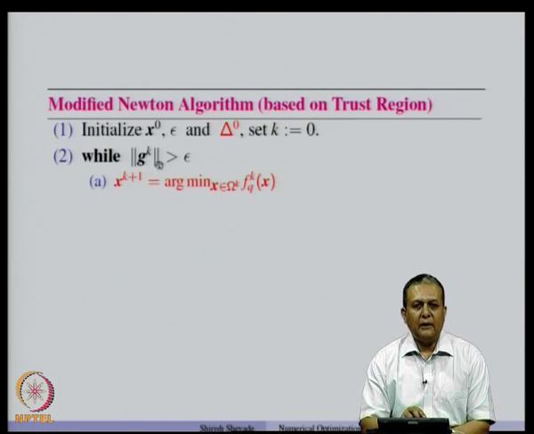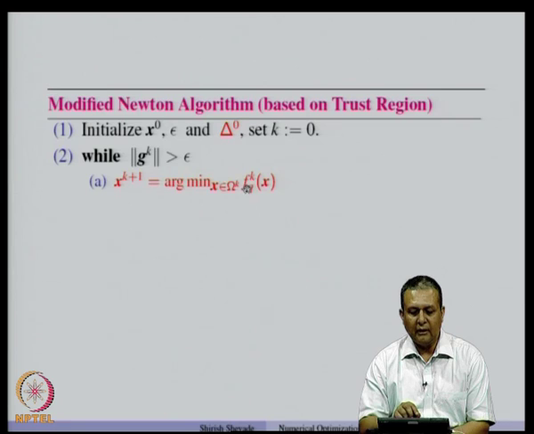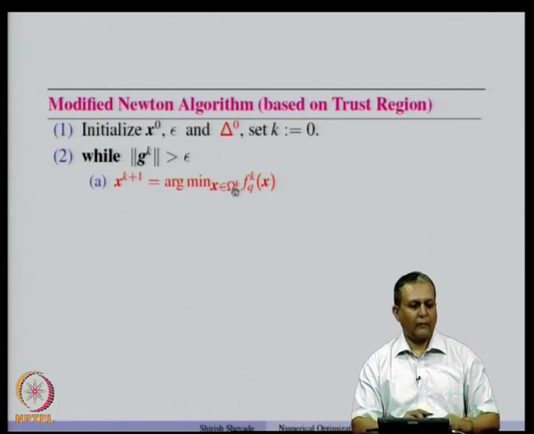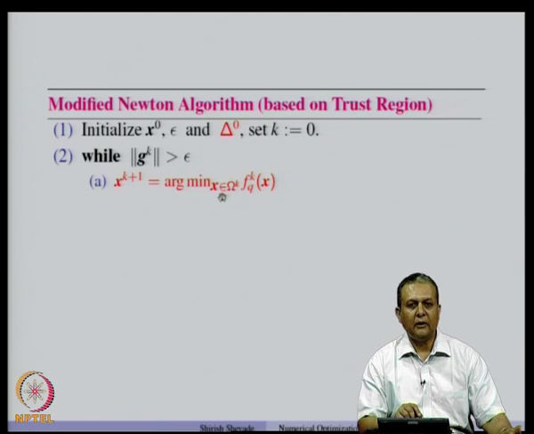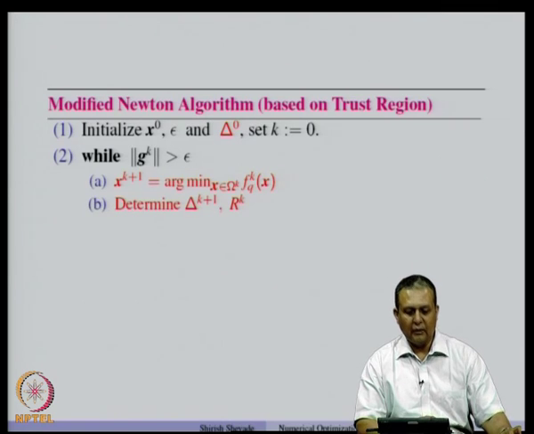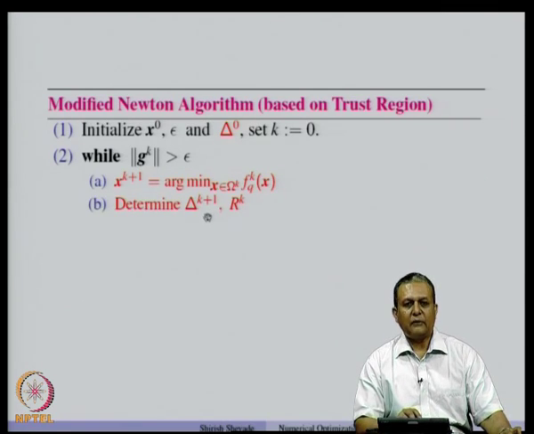Now, while the norm of the gradient is greater than epsilon, we find x k plus 1 to be argmin x belongs to omega k f q k x. So, we minimize this quadratic approximation of f at x k subject to the constraint that x belongs to the set omega k. Now, we have x k plus 1 and delta k. Now, we are in a position to use our previous algorithm to determine delta k plus 1. So, that delta k plus 1 and r k are determined using the previous algorithm.